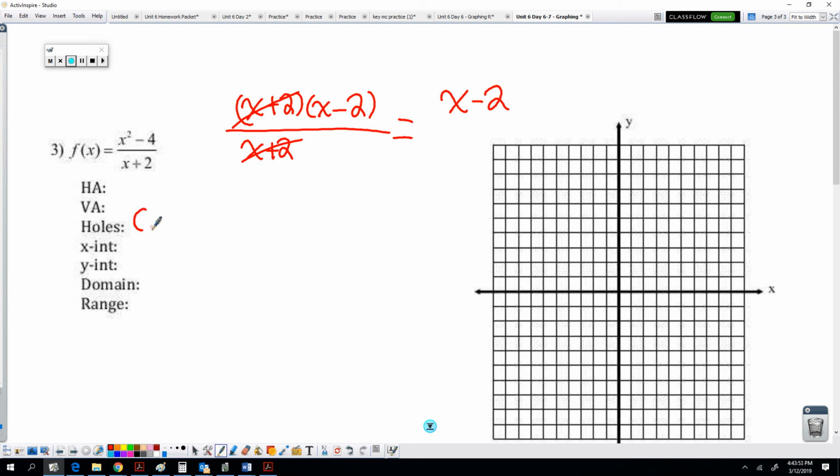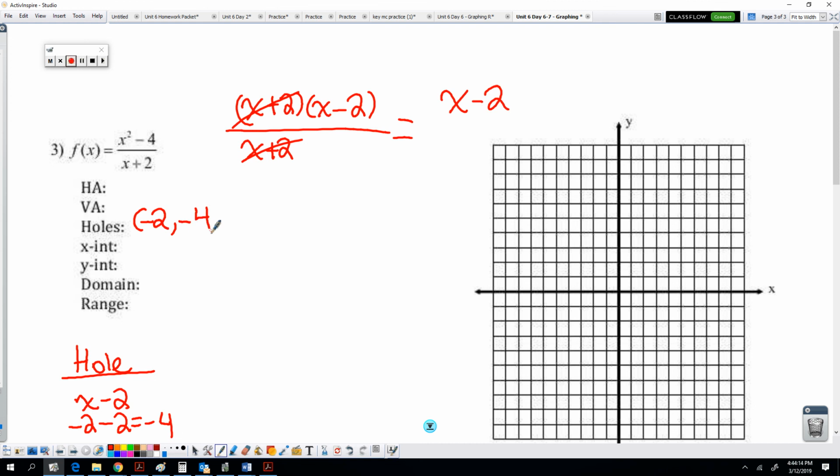You take the opposite of what the factor is. And now to get the y value of your hole, you plug in negative 2, and you get negative 4. So that is your y value of your hole.